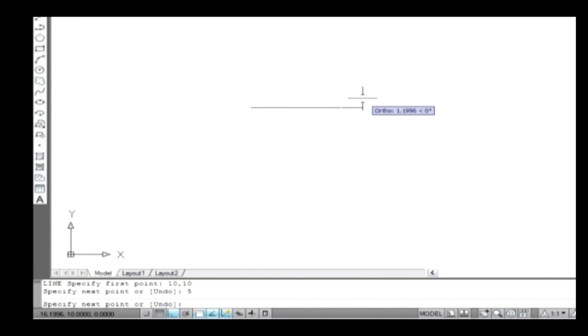Now the command line displays Specify Next Point or Undo. Drag the crosshairs toward the top of the screen. Type 5 and press Enter. Then drag the mouse to the left, type 5 and press Enter. And finally type C and press Enter, or simply press the Escape button to exit the command. Thus, the sketch is created using the direct distance entry method.